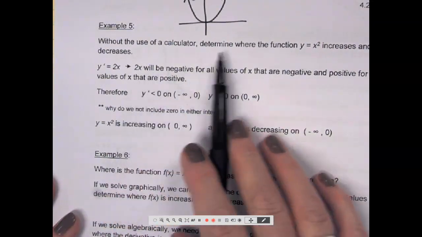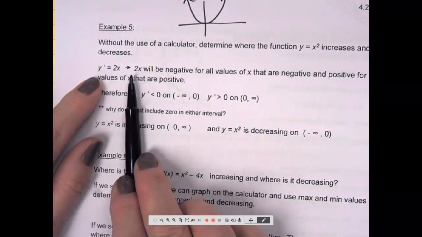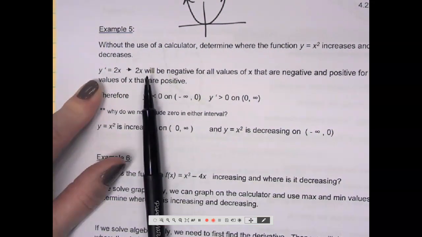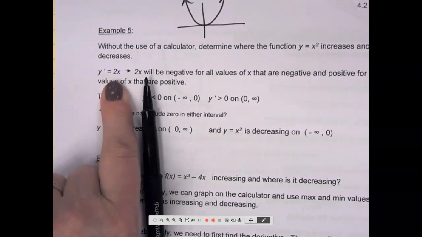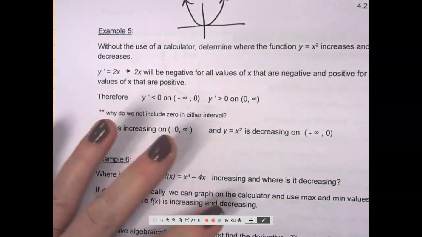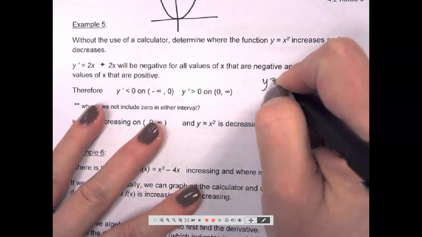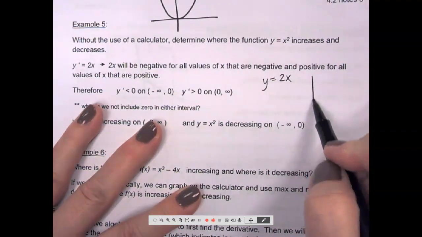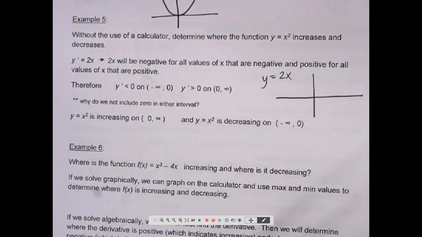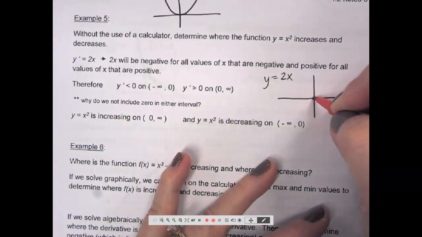This is a way when we don't know what the graph looks like, we'll examine the derivative. So if you think of the derivative of x squared, it's 2x. If I graphed 2x, what would that look like? A line with a y-intercept of 0 and a slope of 2.